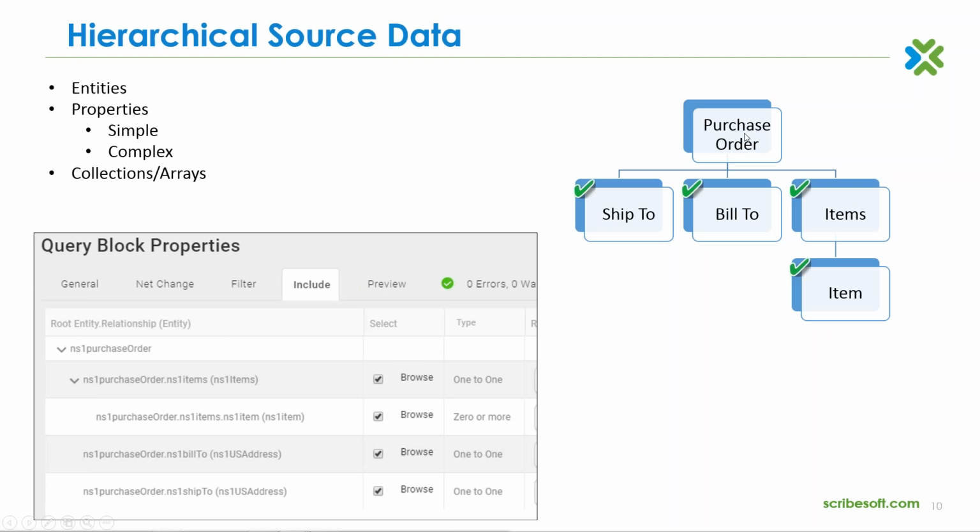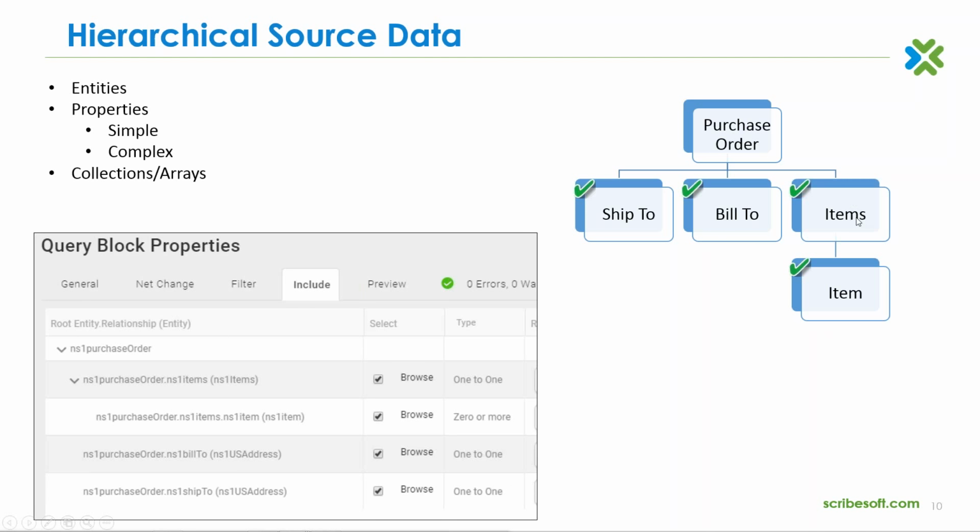So the purchase order is the entity in this case, and then the purchase order will have some fields on it that I don't show. Those would be the simple properties. Ship to and bill to represent what we would call complex properties because they've got within them several different types. They can have simple types, they can have arrays, they can have sort of everything. But in this case, these are just simple types with, you know, some string fields, some numeric fields. So the ship to and bill to kind of represent that complex type.